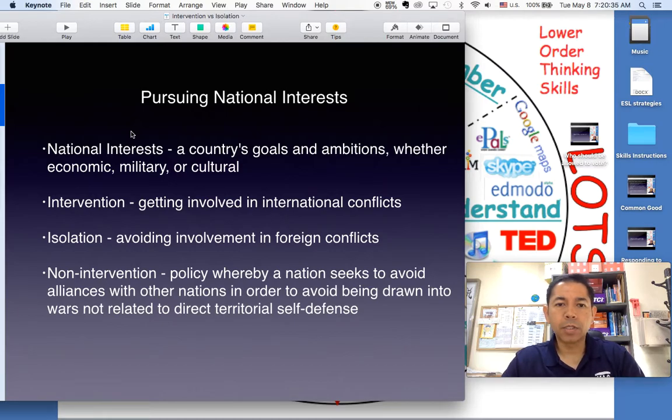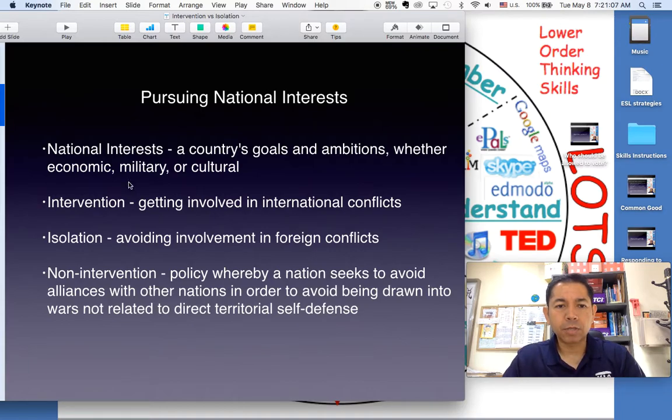National interests involve a country's goals and risks, whether economic, military, cultural, you name it. There are things that benefit a country, such as certain relations or a presence in a certain region of the world where they draw resources from or have lots of trade. There's lots of facets to national interest.